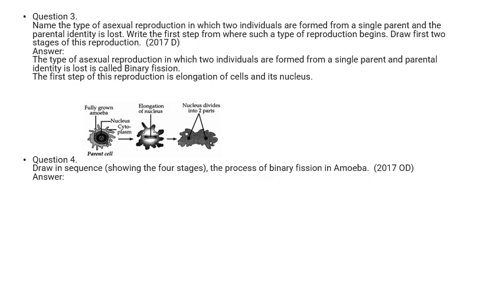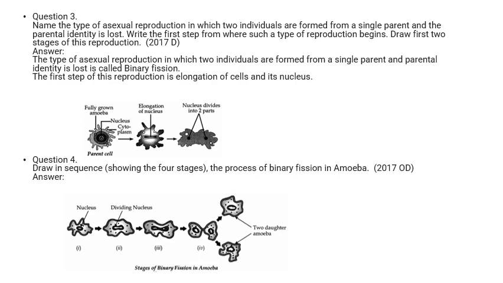Draw in sequence the process of binary fission in amoeba. The questions they ask will differ. Please try to answer properly by seeing the pictures, understand them better and write answers accordingly. Got it? So you have to draw the sequence here. What is the process of binary fission in amoeba? The first stage, second stage, third stage, fourth stage, and finally how the two daughter cells get separated. Like this you have to draw the sequence. Got it? So this is the answer for the fourth question. Let us move on to the next slide now.